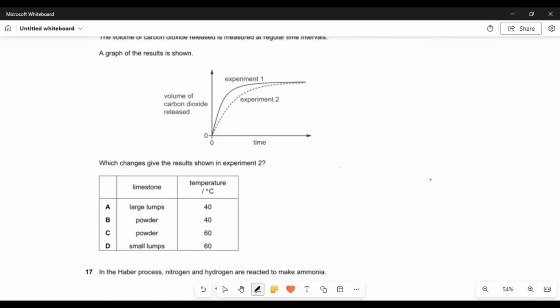In experiment number 2, they have shown this answer A, large lumps. Yes, large lumps could be there because small lumps are used in the first one. So if we use the large lumps, then it is the better curve. It has less gradient. Gradient is lesser here. It could be correct. And temperature.